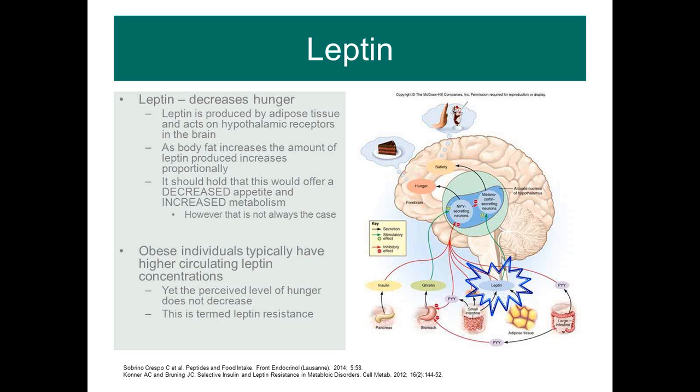However, that's not always the case. Obese individuals, by and large, do tend to have a higher circulating leptin concentration, yet they do not experience this perceived level of satiation. What's occurring here is something referred to as leptin resistance. There's a few different theories as to what causes leptin resistance, but ultimately it boils down to an inability for the hypothalamus to properly receive the signals that leptin is communicating to reduce hunger levels.